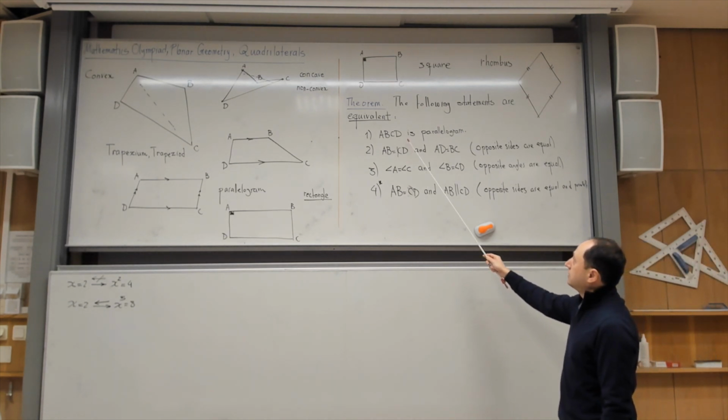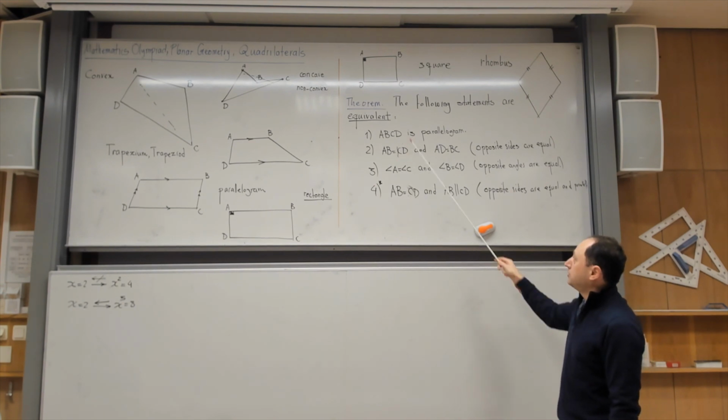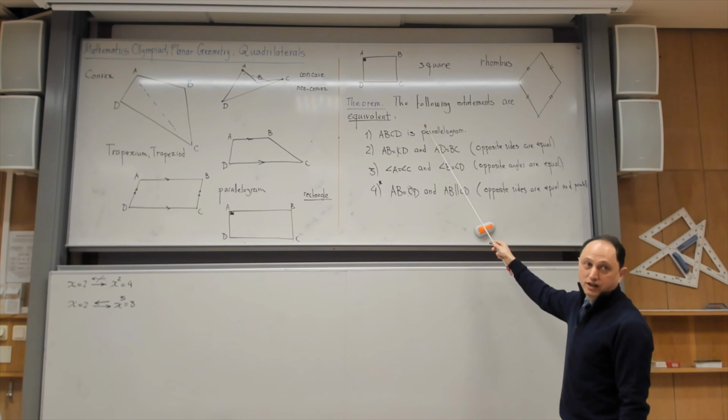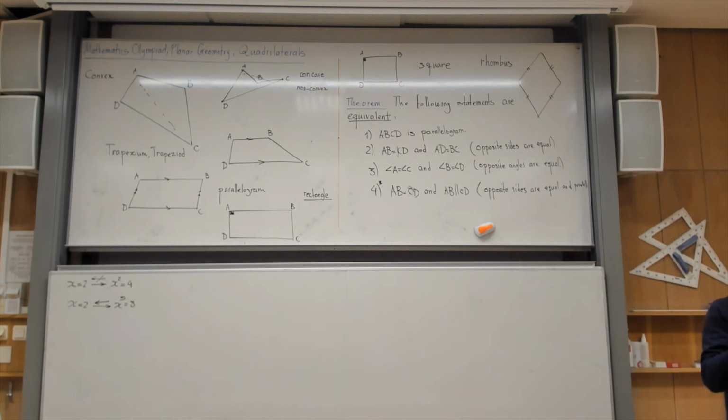I should say that ABCD is a parallelogram implies this, and I should show that this implies that. I need to check this implies this, this implies that. So there are many combinations that I have to consider. But there is an easier way to do it. What is that? Do you understand that?